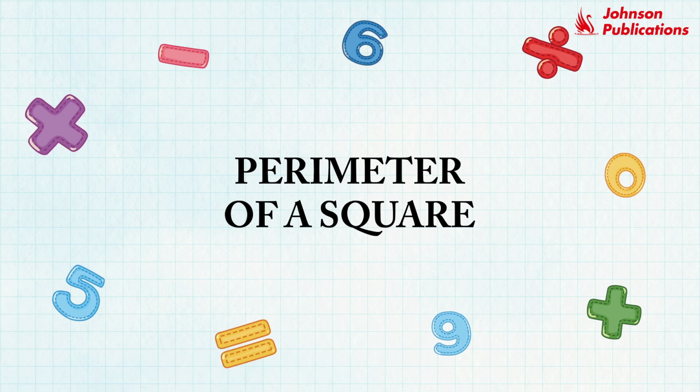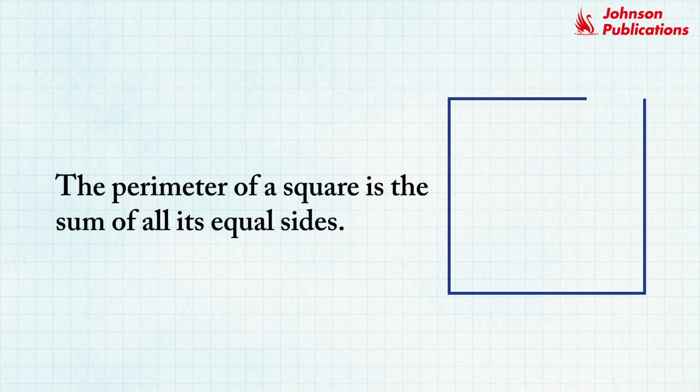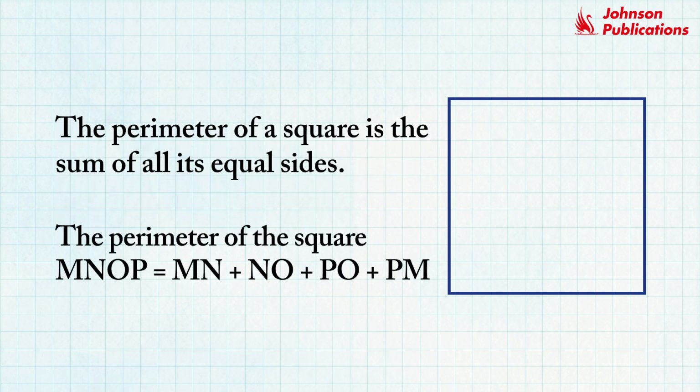Perimeter of a square. The perimeter of a square is the sum of all its equal sides. The perimeter of the square MNOP is equal to MN plus NO plus PO plus PM.